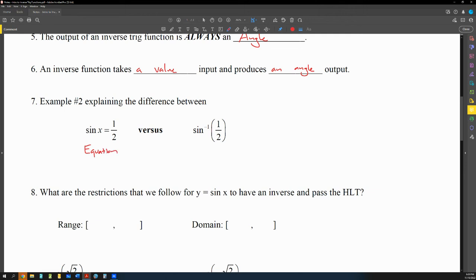If I wanted to solve this equation, we would take the inverse sine of both sides, and we would get solutions for x. We would get all values x that make this equation true. So equations we solve.